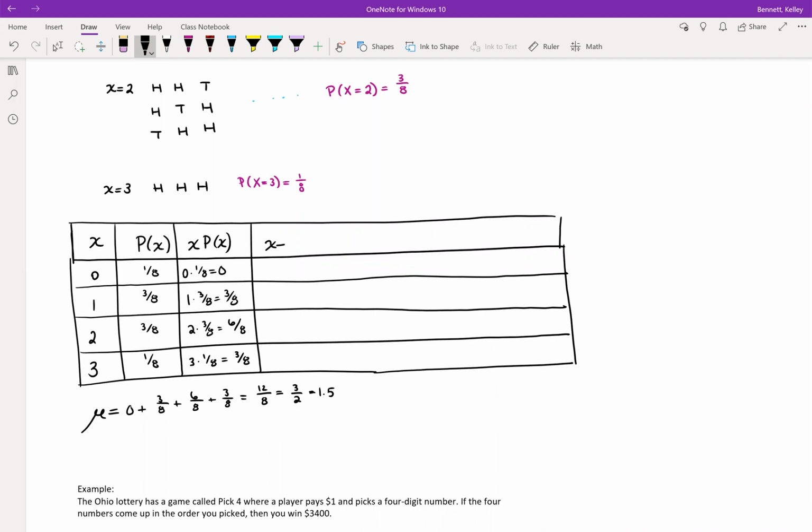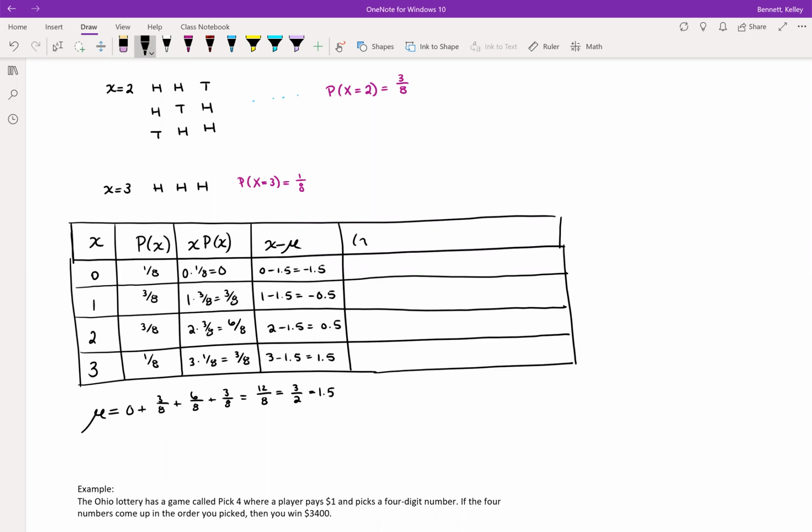Now that I have mu, I want to compute my deviations, x minus mu. So that's going to be 0 minus 1.5, which gives me negative 1.5. Then I have 1 minus 1.5, which gives me negative 0.5. 2 minus 1.5, which equals 0.5. And then 3 minus 1.5, which equals 1.5. All right, so that's my deviations.